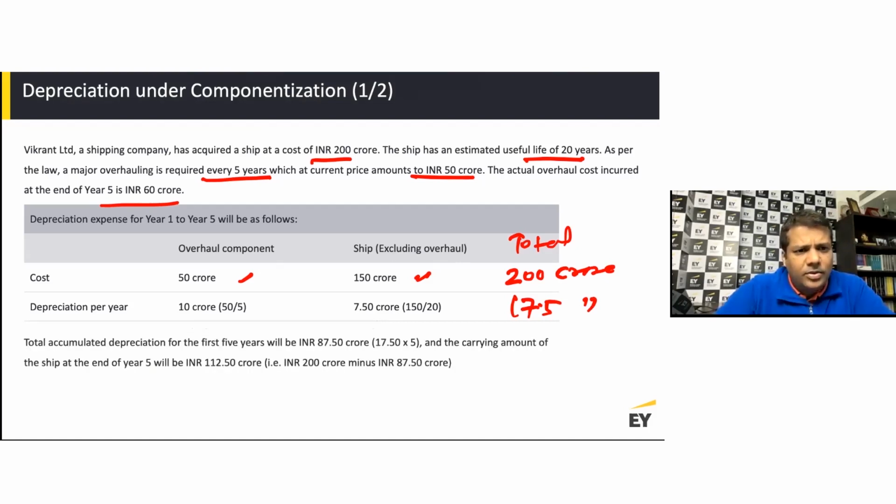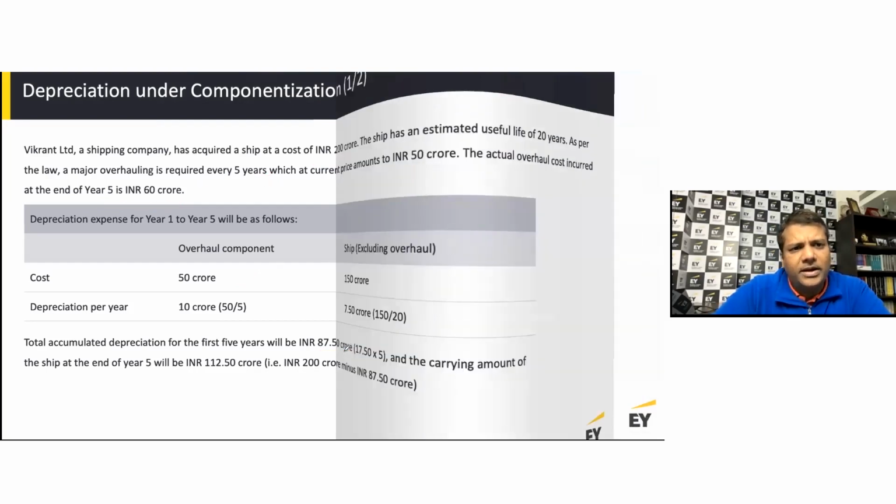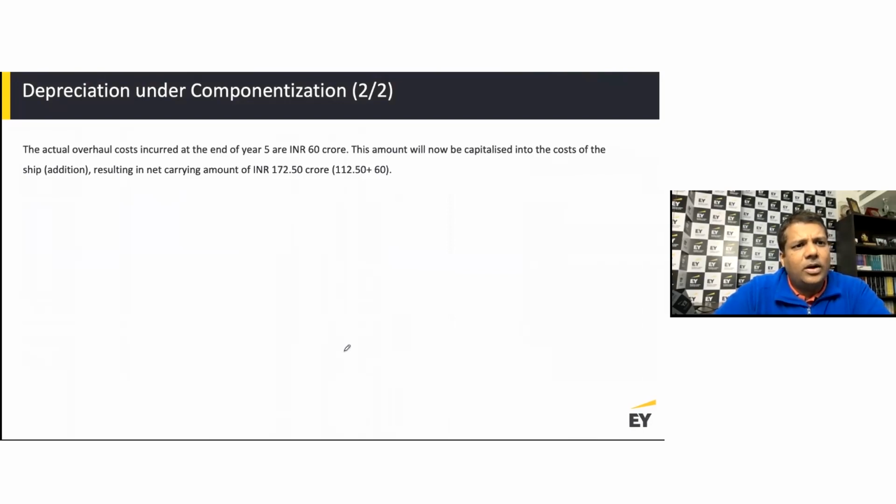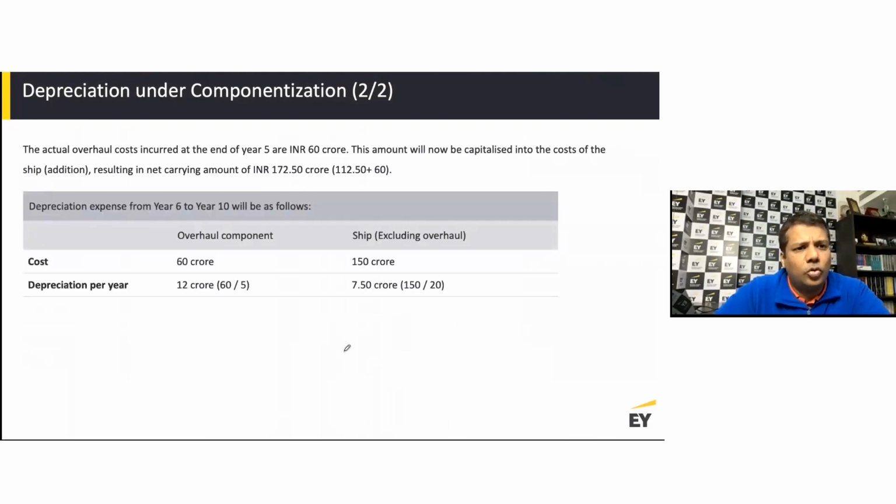Okay. Now, total depreciation for the first 5 years will be 87.5 crores. And the carrying amount of the ship at the end of year 5 will be INR 112.5 crores. Okay, which is 200 crore minus INR 87.5 crores. Now, on this date, you have incurred an additional cost of 60 crores. Actual overhauling cost incurred at the end of year 5 is INR 60 crores. The amount will now be capitalized into the cost of the ship, resulting in a net carrying amount of INR 172.5 crore.